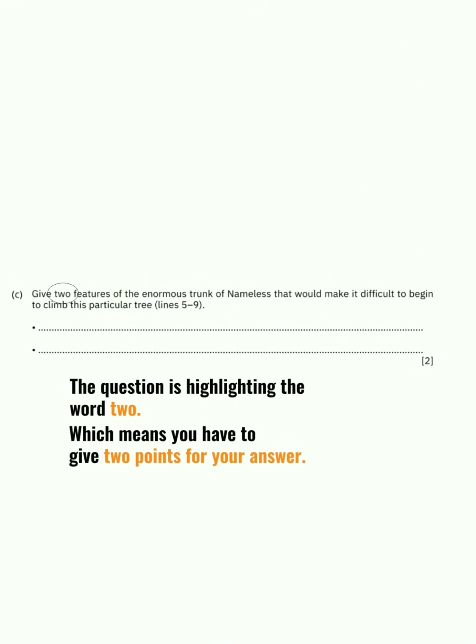Question 1C. Give two features of the enormous trunk of Nameless that would make it difficult to begin to climb this particular tree. The question is highlighting the word two, which means you have to give two points for your answer. Let's look at the passage. The trunk was an enormous cylinder of soft, crumbly bark. Far above the ground, a few small wispy branches popped out of the trunk, but there were no branches on its lower reaches. What two features of the bark can you find here?